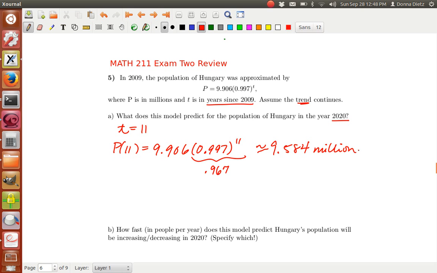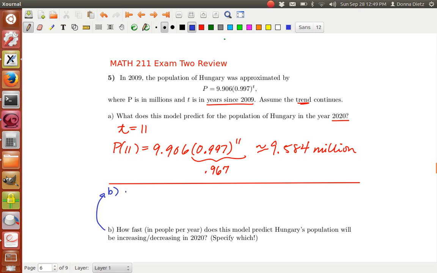And then the question is asking how fast, in people per year, does this population model predict the population will be increasing or decreasing? Well, we already know the population is decreasing, so we're looking for a negative value to show up in our calculations. So I'm just going to draw myself a line here, and use this blank space to start answering question B, just so that it shows up on the screen better.